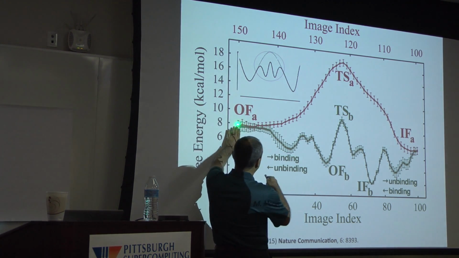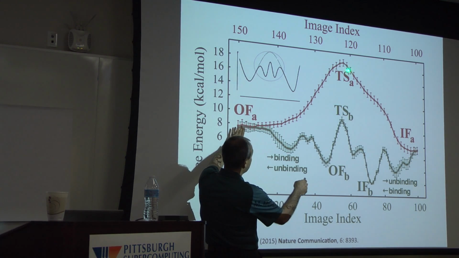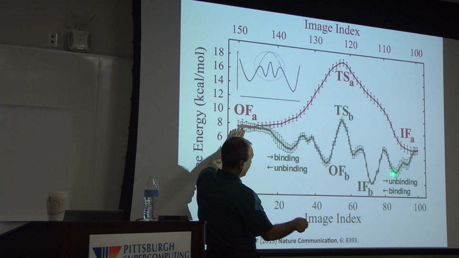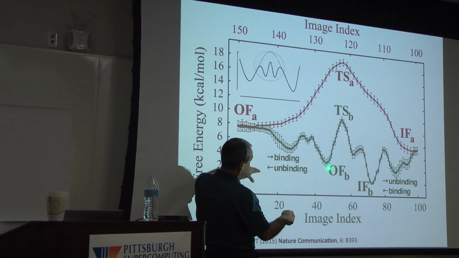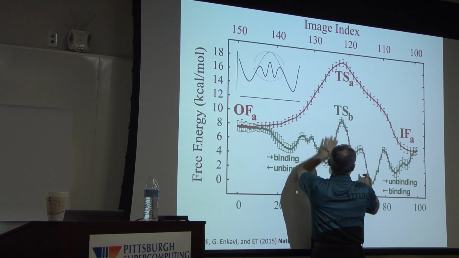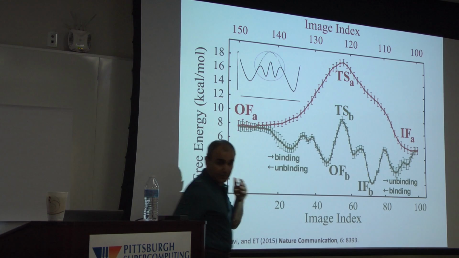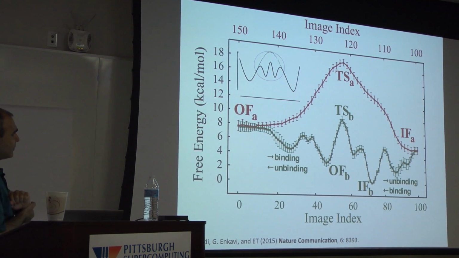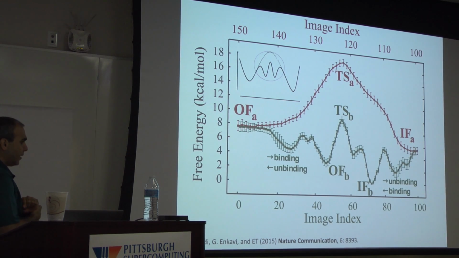So you can see that in the apo case, the transition state has a very high barrier. In the bound form, upon binding, you create new states. Binding creates new states, OFB, IFB, and now the transition between them is much easier than that. So it's still very expensive, but I think this is really something that people are investing a lot in, new methodologies.